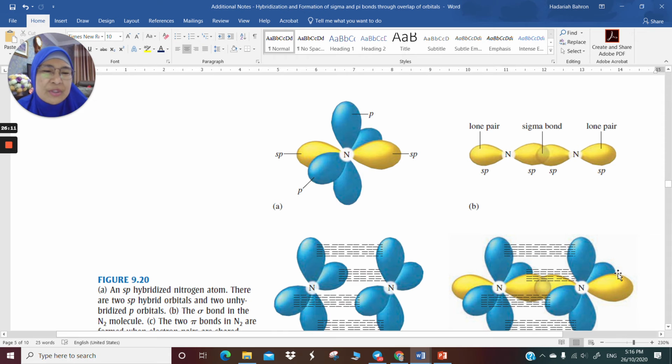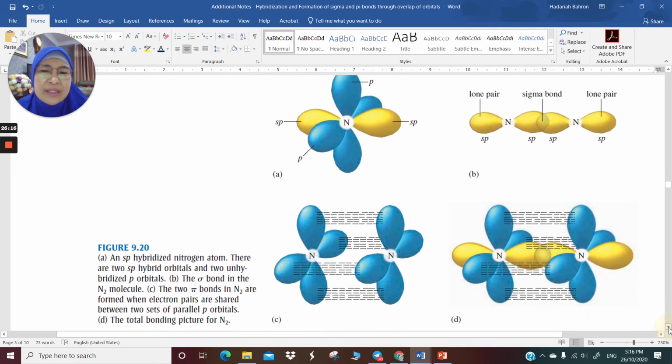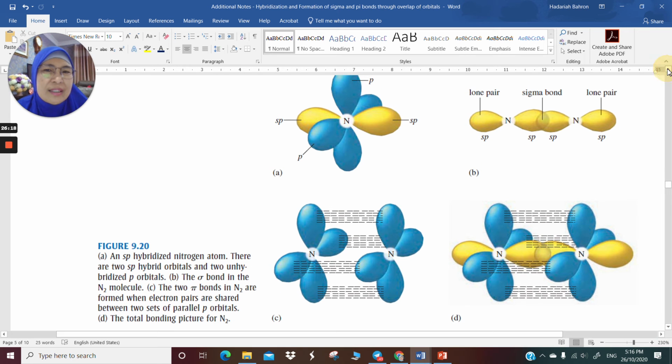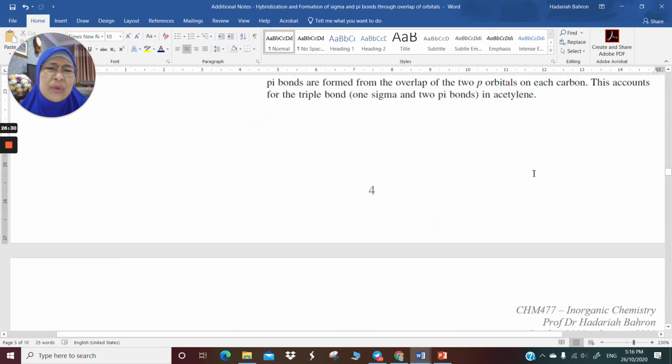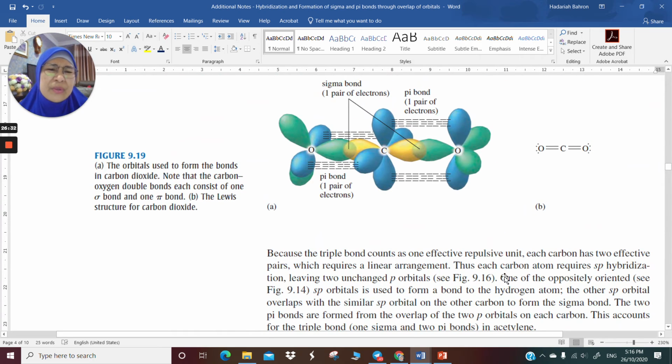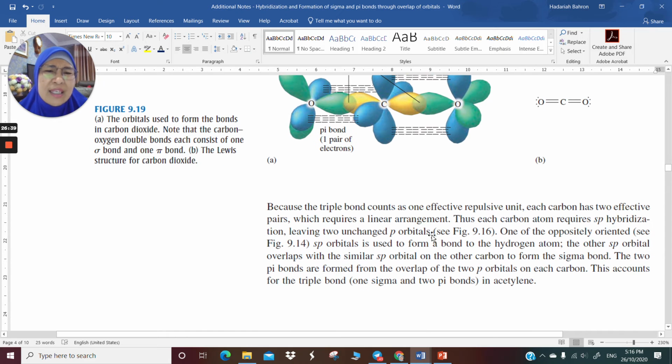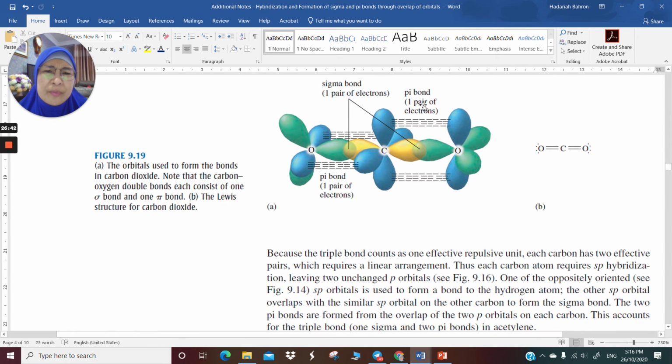Talking about ethyne, just one second, let me adjust the page. Okay, the ethyne here. Oh, this is not ethyne, this is a nitrogen molecule. But never mind, it is for you to make an exercise of how the bonds in the ethyne molecule are formed.